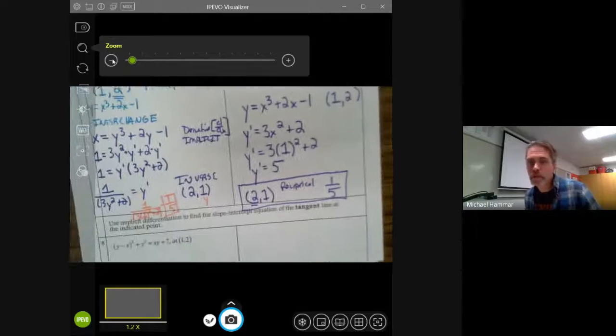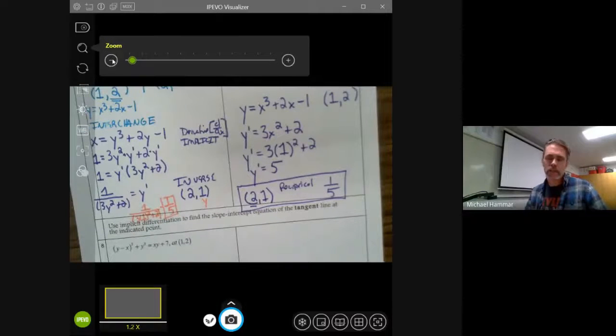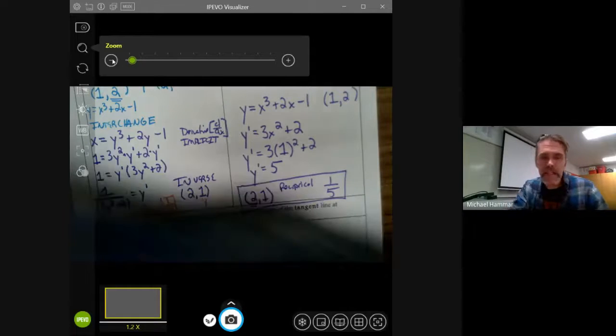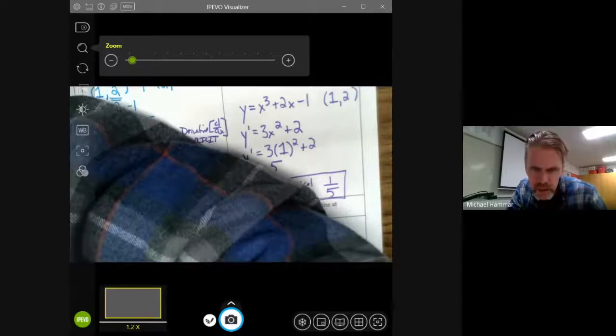So either way works when you're going through and trying to calculate the derivative of an inverse. Those are the 2 ways to find the derivative of inverses.